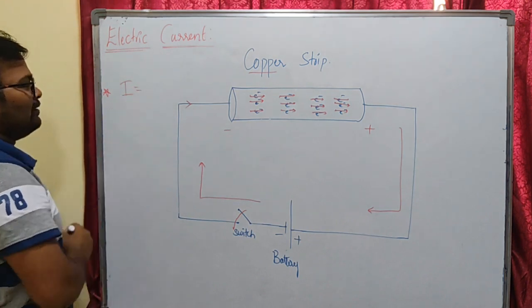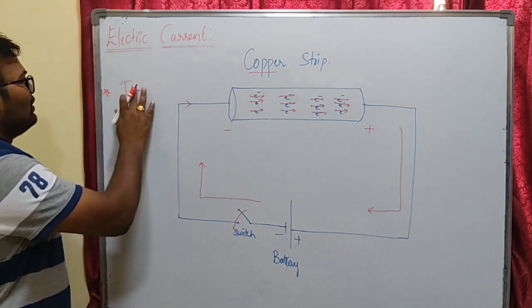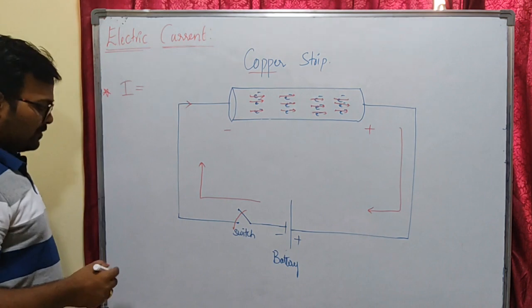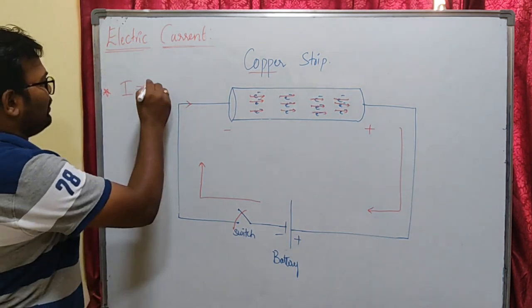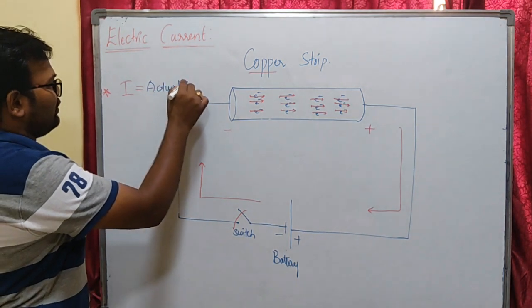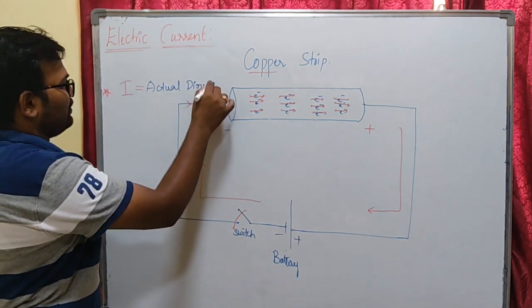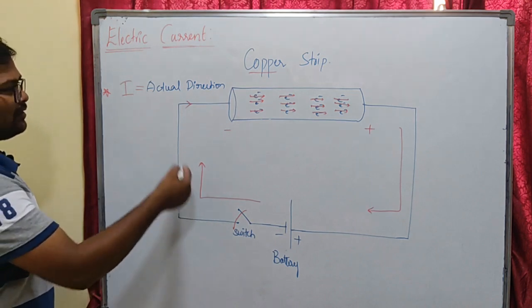Current is symbolized, or denoted, with the letter I. So this is my actual direction of current.